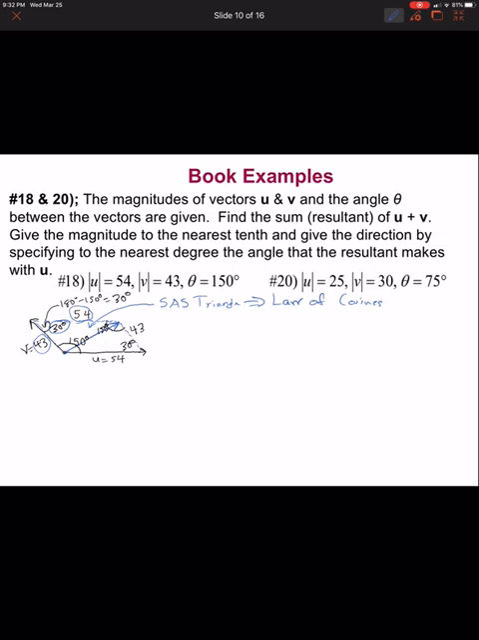And what does the law of cosines state? The law of cosines states you can pick any side. The square of that side will always equal the sum of squares of the other two sides minus twice their product times the cosine of the angle opposite.